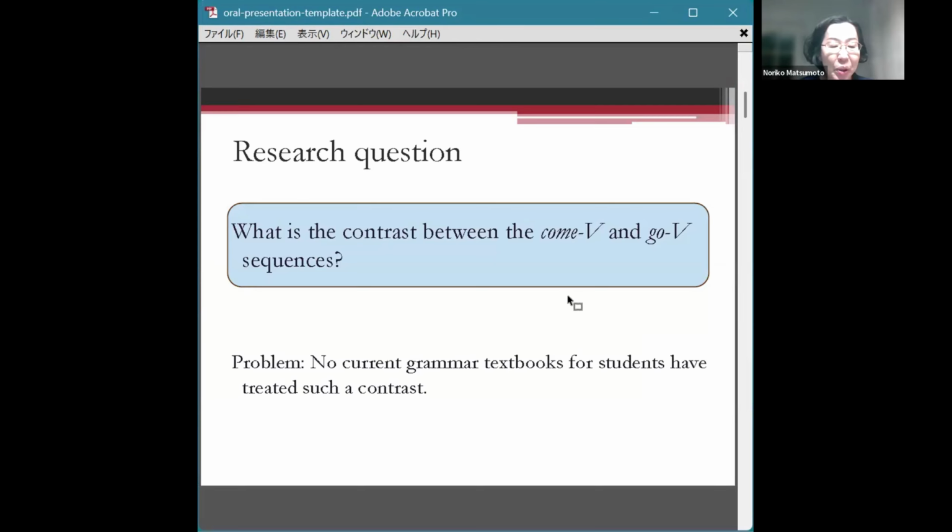Today I'm going to examine the need for corpus-based, pragmatically informed instruction on how to express contrast between the come-V and go-V sequences, drawing on linguistic descriptions of English grammar. No current grammar textbooks and learners' dictionaries for advanced students and their teachers have treated such a contrast. To solve this research question, I'm going to empirically show why this contrast is essential for both learners and teachers.